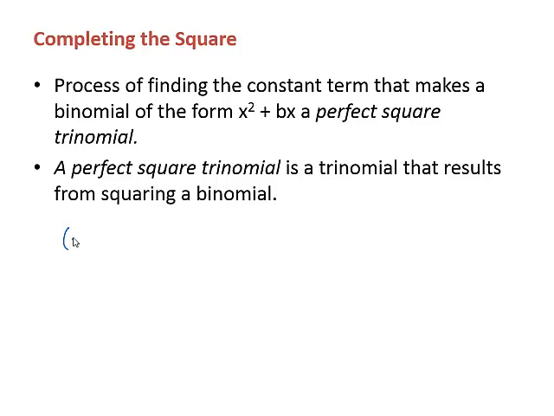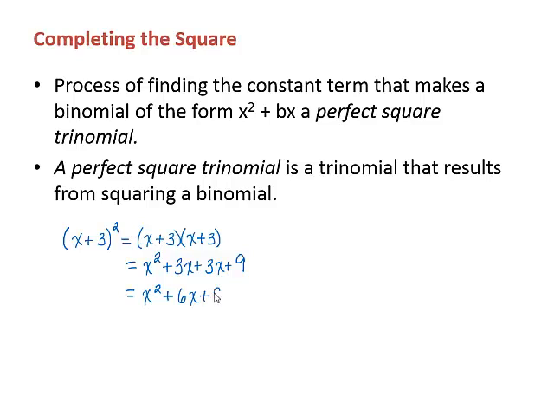For instance, (x plus 3) squared is equivalent to (x plus 3) times (x plus 3). When we multiply this out, we get x squared plus 3x plus 3x plus 3 times 3, or 9. And that is x squared plus 6x plus 9. So x squared plus 6x plus 9 is considered to be a perfect square trinomial because it comes from the quantity (x plus 3) squared.